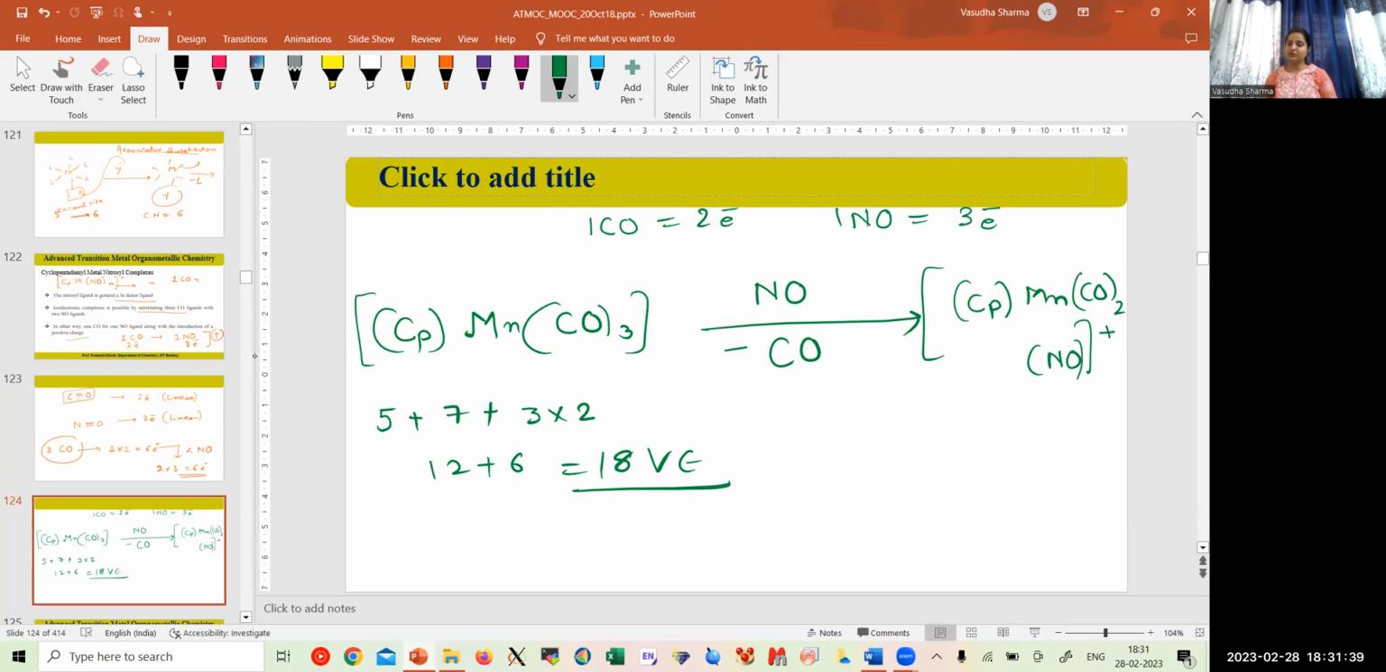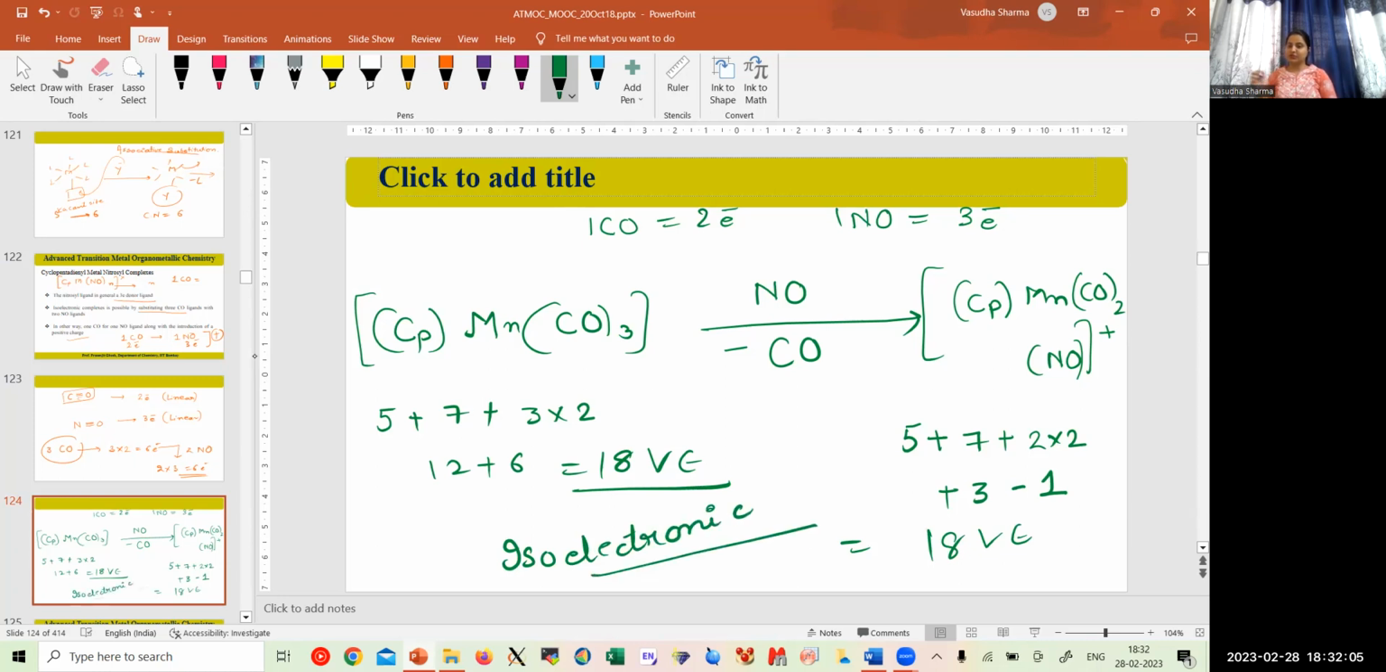So now if you calculate the total electrons, Cp will give you 5 electrons, manganese is 7, 2 carbonyls will give you 4 electrons, 1 NO is 3. Outside it is positive, that means we have to subtract 1 electron. Again, it will give you 4 plus 2, 6 plus 5 is 11 plus 7, 18. So therefore, these two species are isoelectronic because the total valence electron count is constant. Only, when we are replacing one CO with one NO, the positive charge comes into the picture.